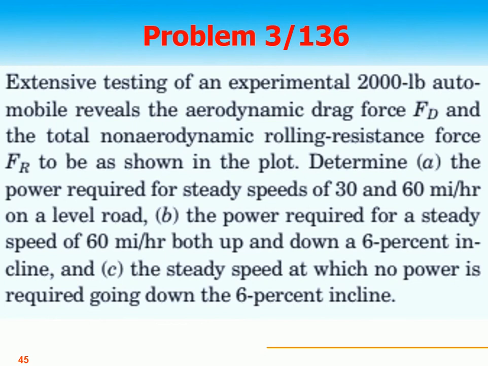Next, move to problem 3-136. Extensive testing of an experimental 2,000 pound automobile reveals the aerodynamic drag force Fd and the total non-aerodynamic rolling resistance force Fr, shown in the plot. Determine A, the power required for a steady speed of 30 and 60 miles per hour on a level road. B, the power required for a steady speed of 60 miles per hour both up and down a 6% incline, and the steady speed at which no power is required going down the 6% incline.